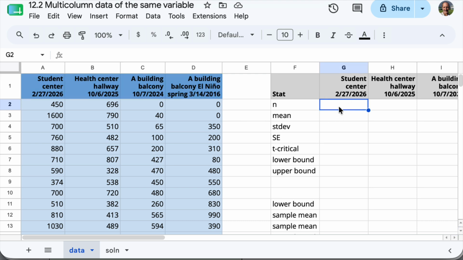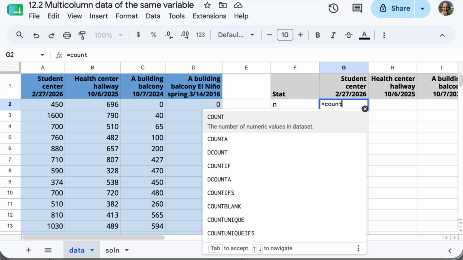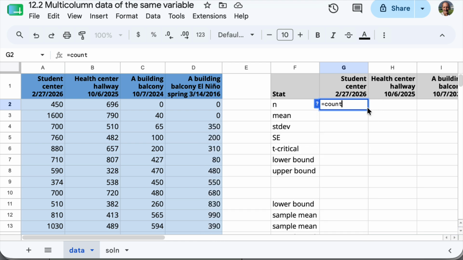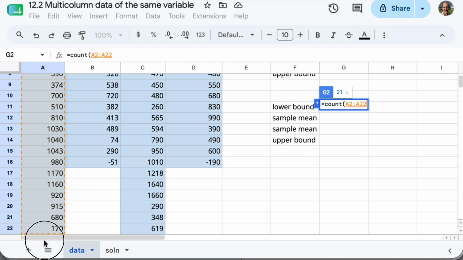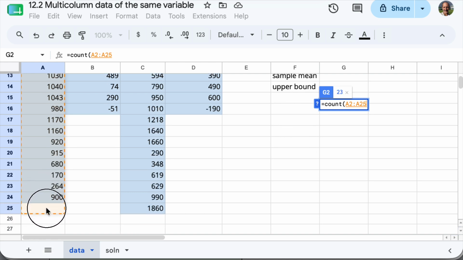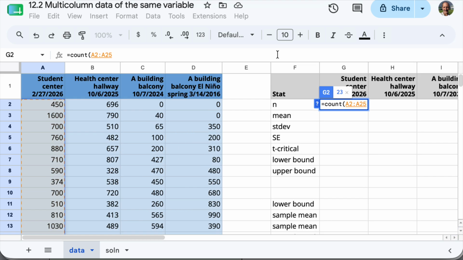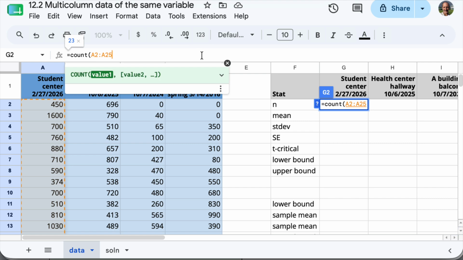So I'm going to start off by looking at the sample size here using the count function on column A, but I'm actually going to go a little bit long down to row 25 because I know I'm going to fill my formula across to save time, and column C goes down to row 25. This will not affect the results of the function.